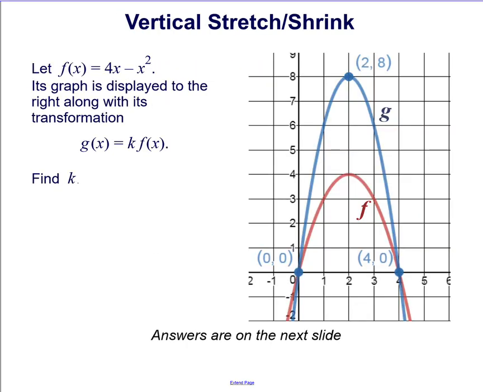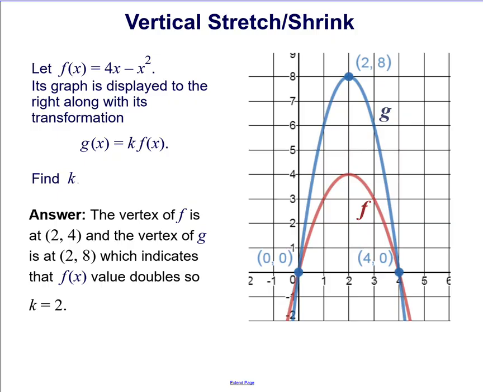Let f of x equal 4x minus x squared. Its graph is displayed to the right along with its transformation, g of x is equal to k times f of x. Using the graph and the information we get from this graph, find k. The answer is the vertex of f is at 2, 4, and the vertex of g is at 2, 8, which indicates that f of x value doubles, so k is equal to 2.